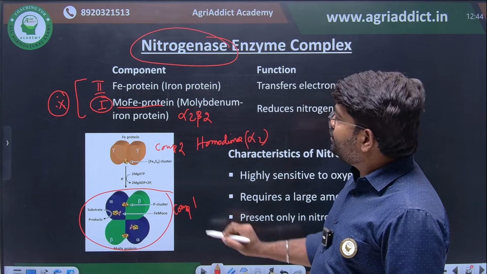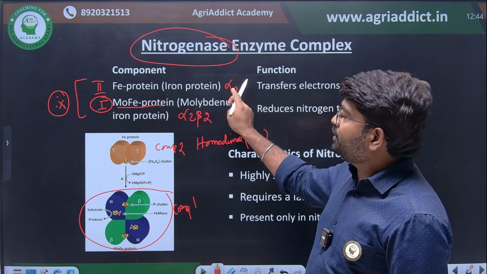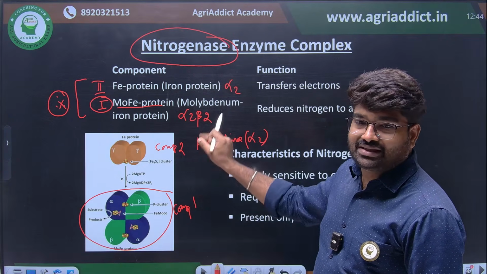Alpha 2 structure will be there. Alpha 2, alpha 2 and beta 2. This is the question they have asked.